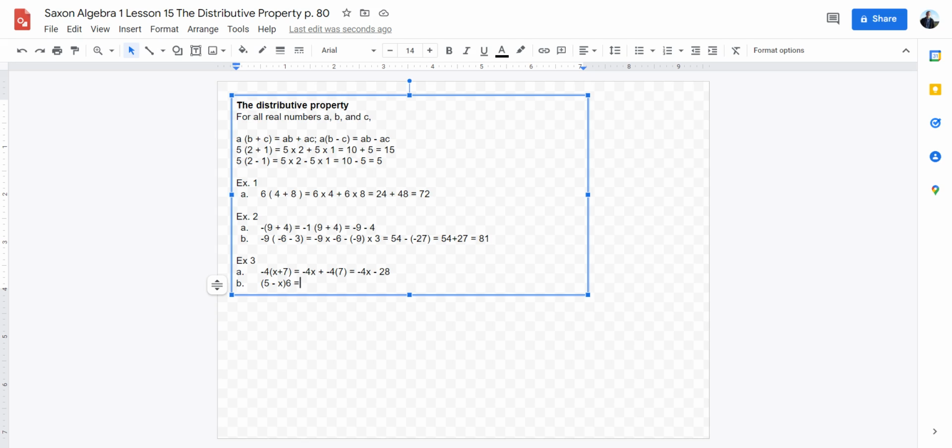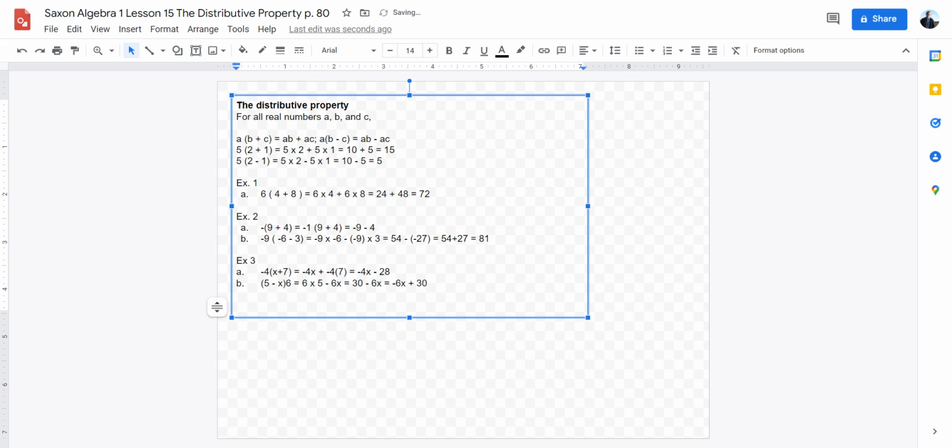So 6 times 5, I'm just going to write out each part of this. 6 times 5, minus 6 times x. Okay, when I do this, it's going to be 30 minus 6x, which would be a valid way to write this. Usually we write it with the variable term first, though. So -6x plus 30 would maybe be a better way to write this. Either way works there. Not a big deal.